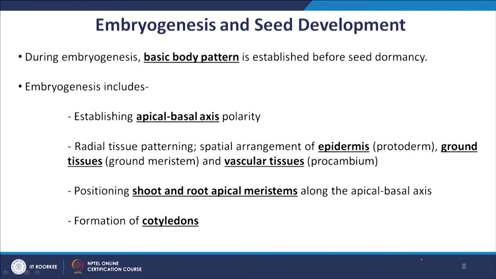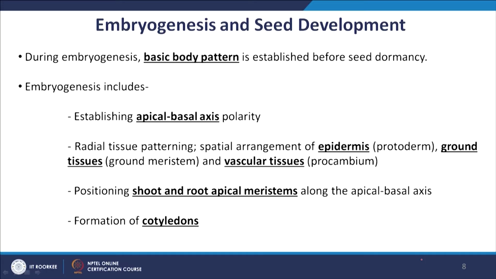So, if you look at the embryogenesis and seed development process, during embryogenesis the basic body pattern is established before seed dormancy. In overall, throughout the embryogenesis process, four major things are happening. Number one, the apical-basal axis polarity is established.